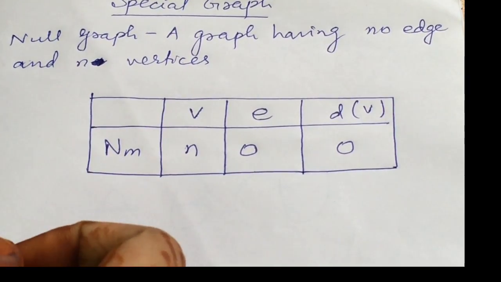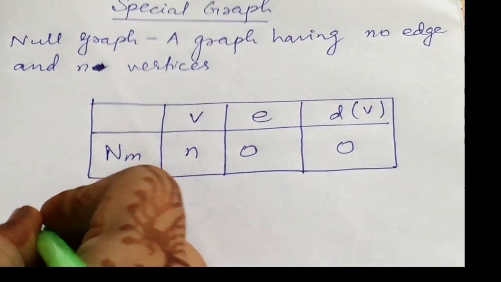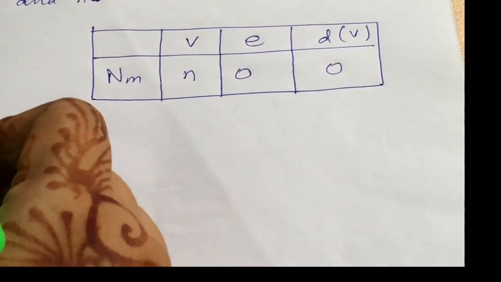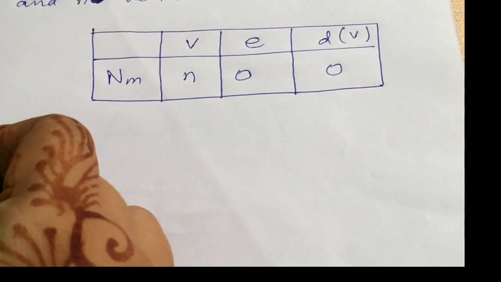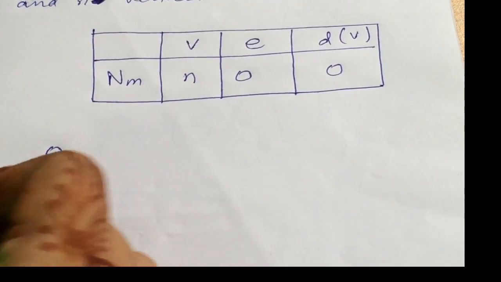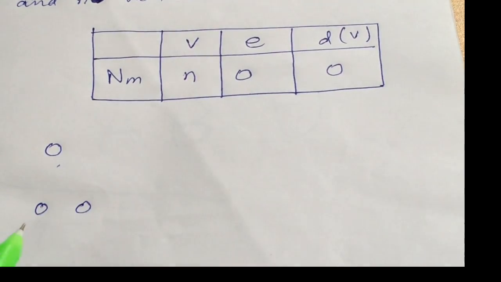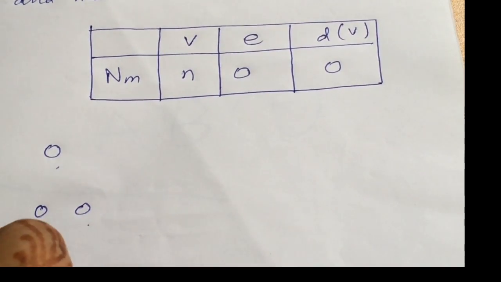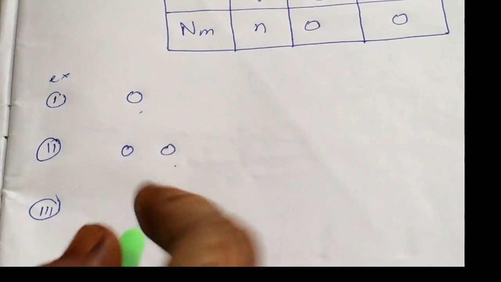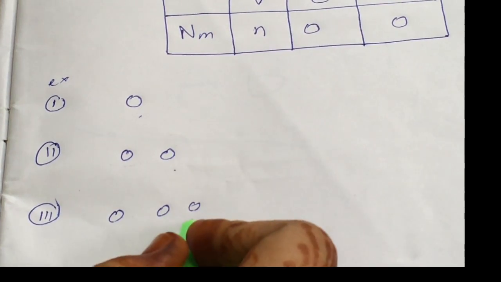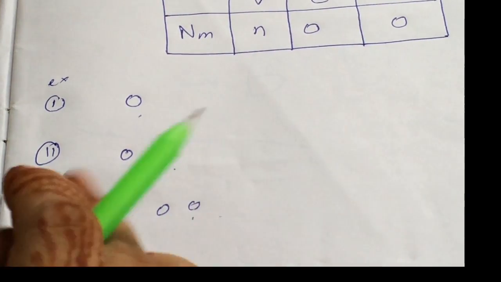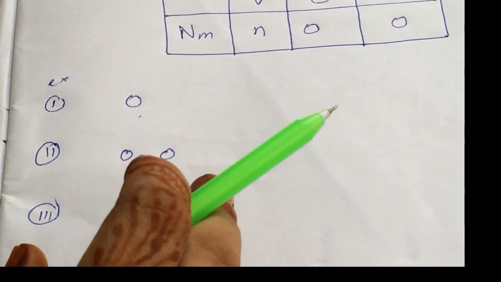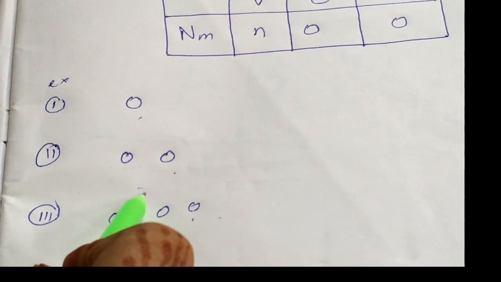Take some examples. This is a null graph having one vertex. This is one example. Another example having two vertices but no edges. This graph has two vertices but no edges. Third example, three vertices but no edges, and so on. In a null graph you can have n vertices but there will be no edges. That is called null graph.